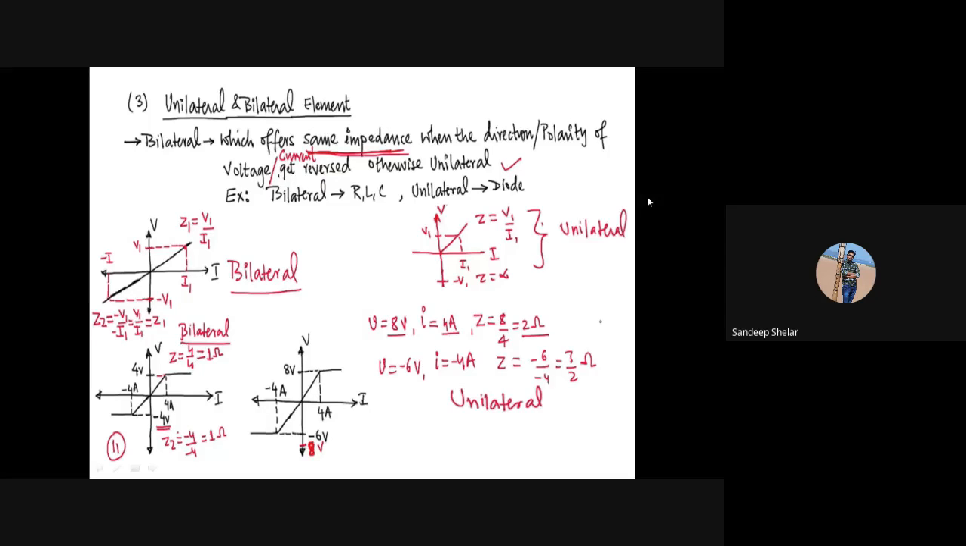Next is unilateral and bilateral impedance or elements. In a bilateral element, the impedance is the same even when the direction of polarity, like voltage and current, is reversed. Otherwise, if the polarity and direction are not the same in the reverse position, the element is called a unilateral element. This is the concept of unilateral element.